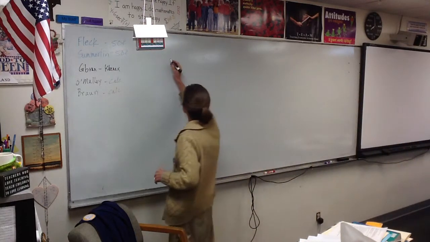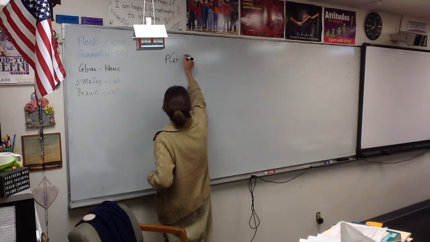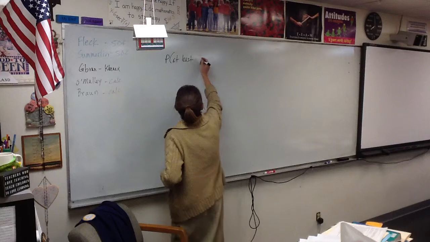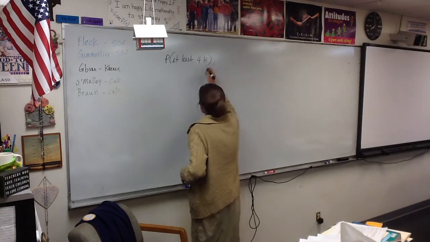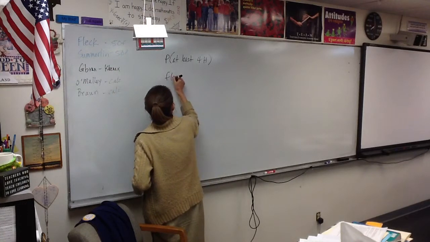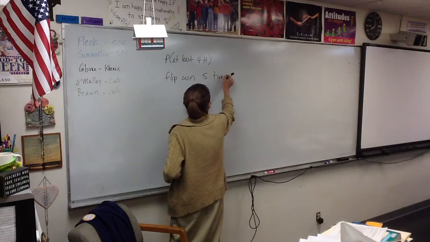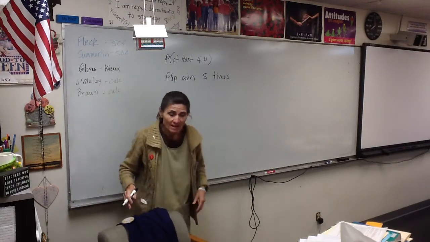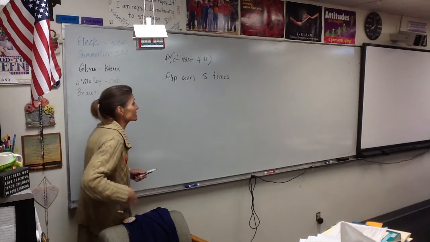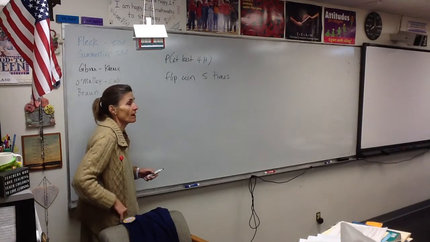Let's find the probability of at least 4 heads if we flip a coin 5 times. There we go. There's the question. We're going to find the probability of getting at least 4 heads if we flip a coin 5 times.